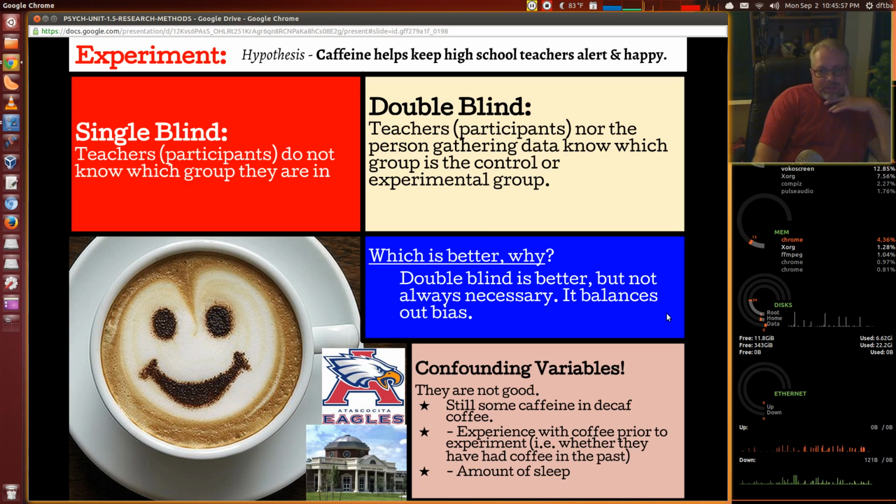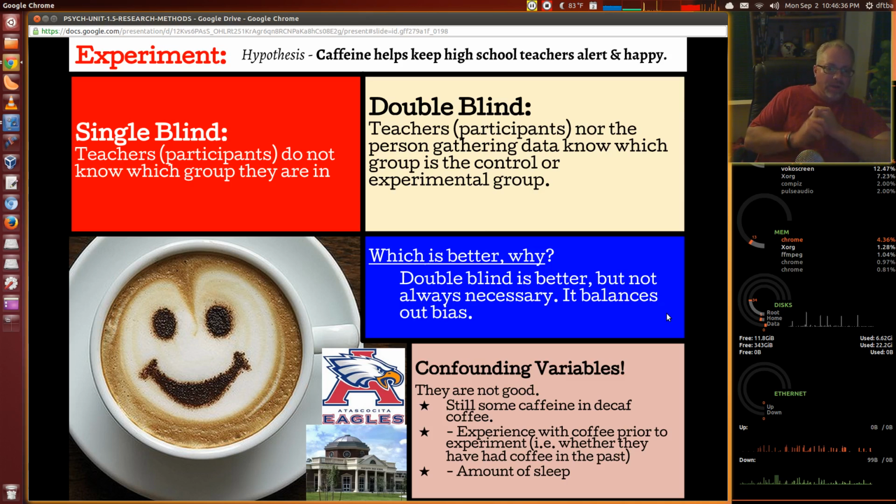So how could it be in our case a confounding variable? Is there still some caffeine in decaf coffee? There is some, so that could be impactful. The experience with the coffee that someone has had prior to the experiment. For example, for me, I have had a lot of experience with coffee. I don't really start the day without it usually. And maybe I've built up a tolerance to it, or perhaps if I'm in group C, I'm really going to feel an effect if I don't have any coffee. The amount of sleep that someone gets, and maybe that is dependent upon stress at the workplace.